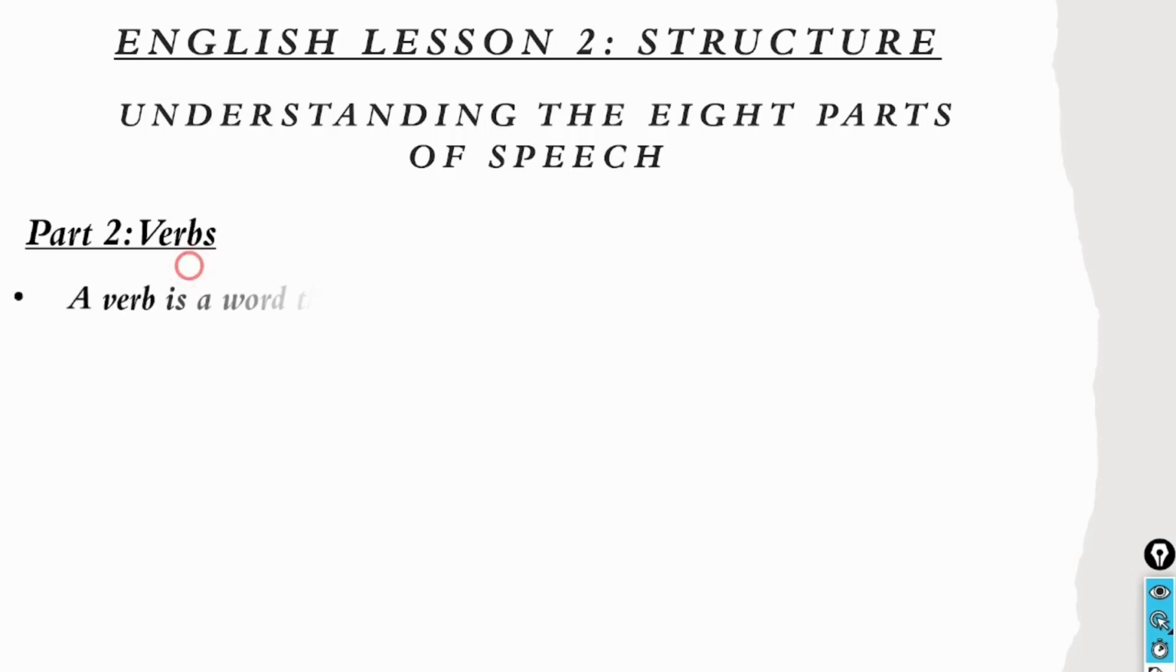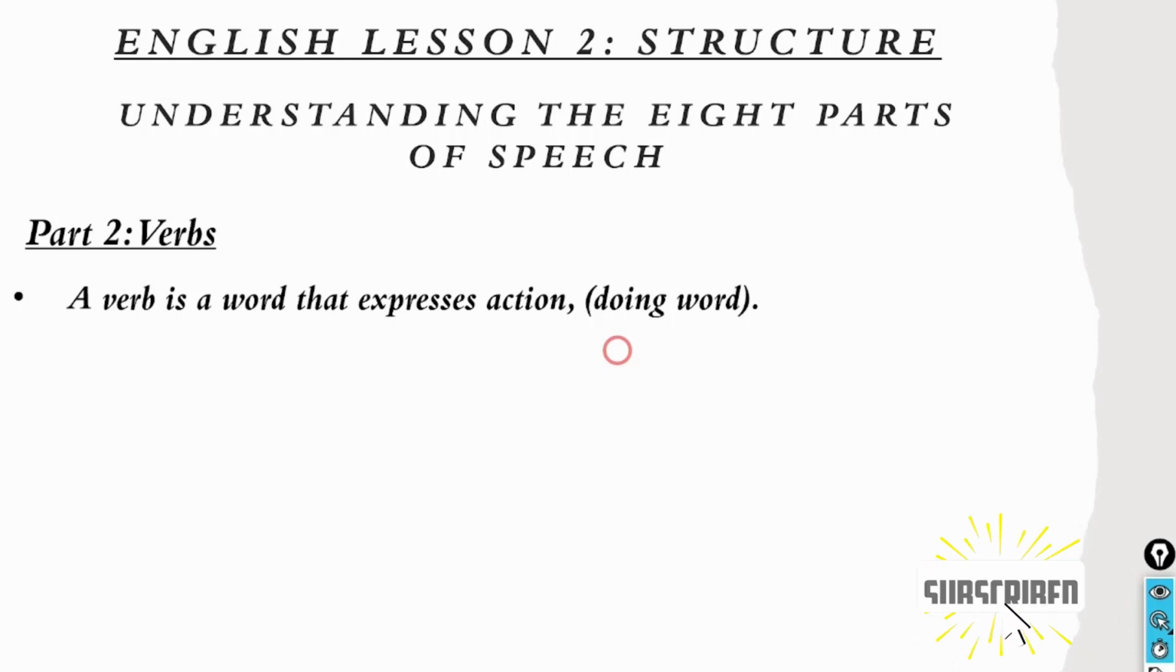A verb is a word that expresses action, or it is also called a doing word. In our day-to-day use of English, there are words that we use that express taking an action. For example, if you tell a child to close the door, you are telling the child to carry out an action that involves shutting the door. That's why we call verbs doing words.